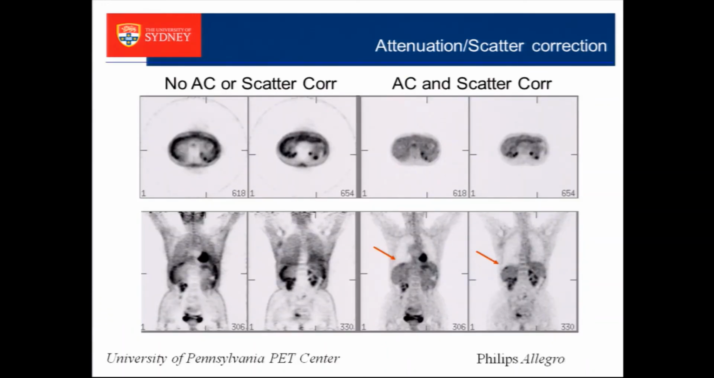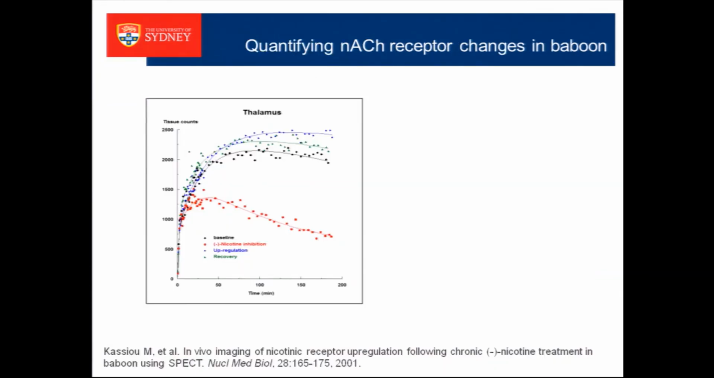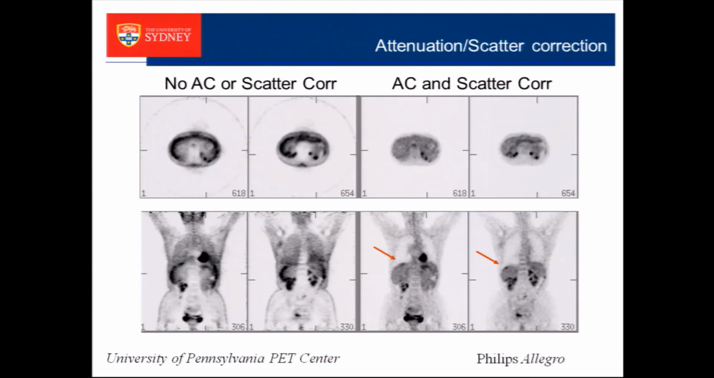So just showing the effect of scatter and attenuation correction. Here on the left, these 2 panels are showing reconstructed images without attenuation and scatter correction. Without attenuation correction, we have a reduction in the apparent activity deep within the patient. If you compare that with the corresponding area with attenuation correction, it's much lower over here, and scatter correction cleans up the image considerably.